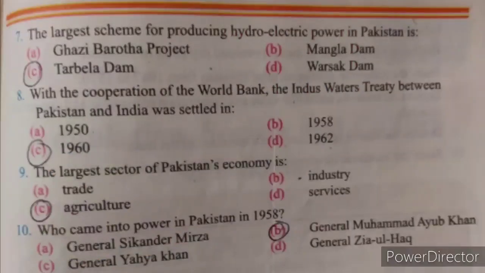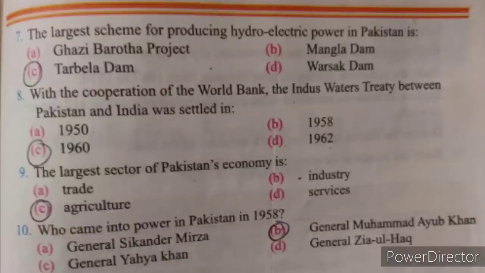And the largest scheme for producing hydroelectric power in Pakistan is Tarbela Dam, and Tarbela Dam is on river Indus, and it was built in 1977. Hydroelectricity is electricity produced from the hydropower, and in our country suitable areas for producing the hydroelectric power are located in the northern and northwestern mountainous area, and natural conditions are present there for the generation of electricity.